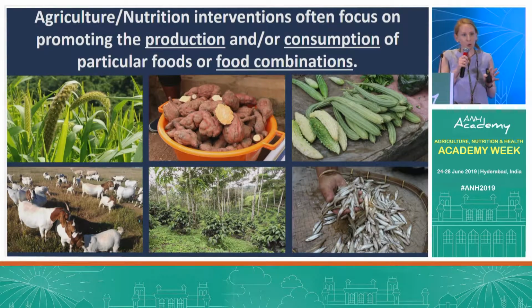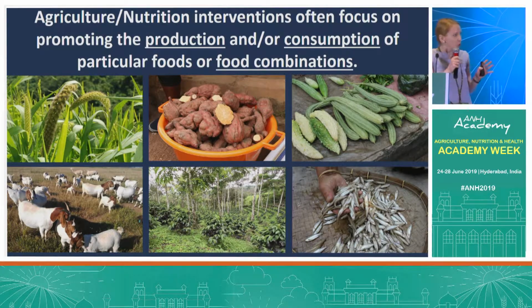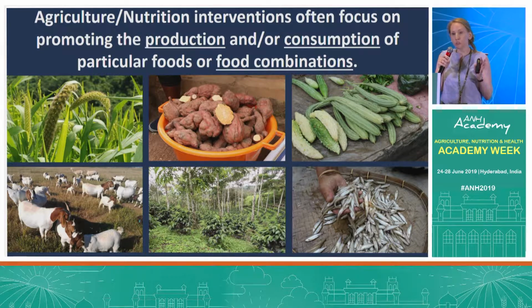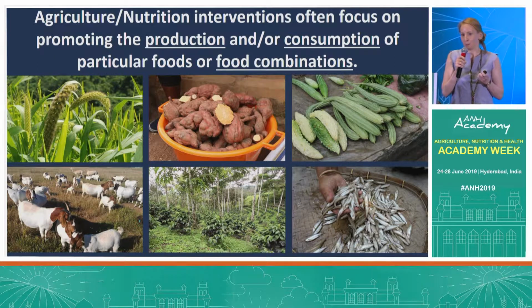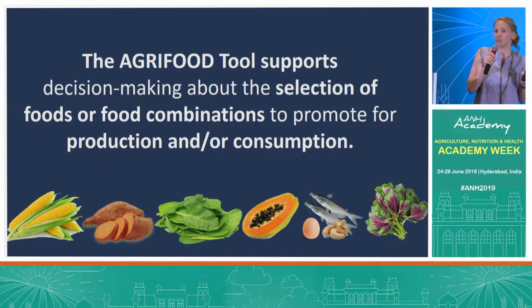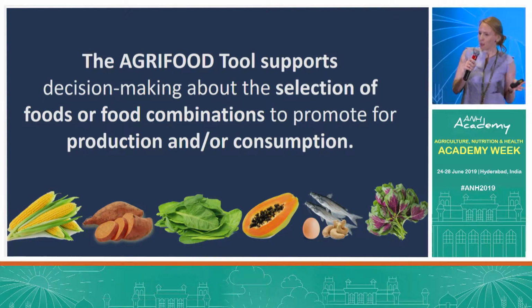As a starting point, I'm not saying that this is relevant to all nutrition-sensitive agriculture projects, but for many, at some point, they're involved with promoting a particular combination of foods or individual foods for production or consumption or both. So that's where we're starting from. And the new tool that we've developed is really about supporting the decision-making about which combinations of these foods you might want to promote for production or consumption or both.